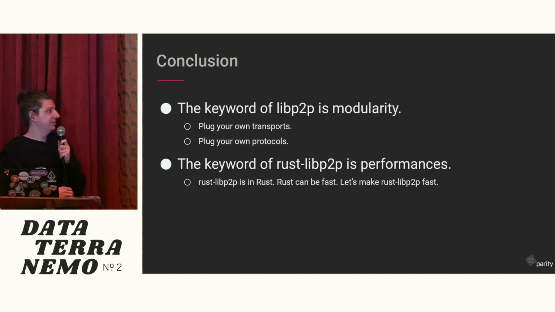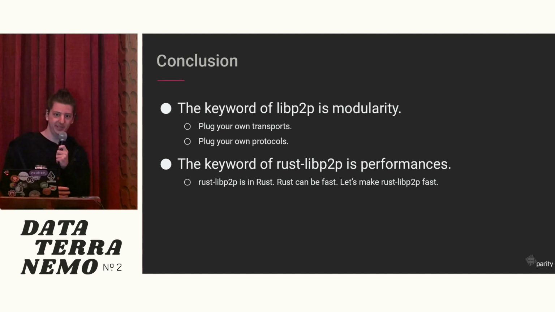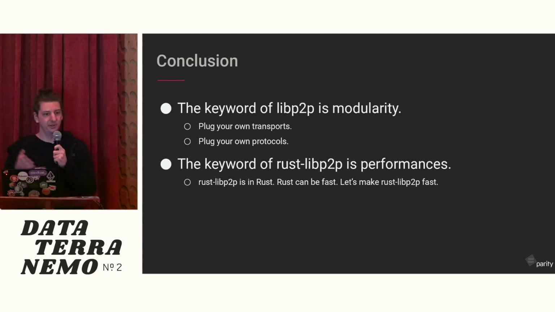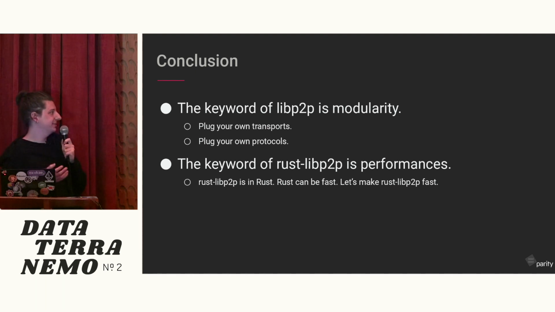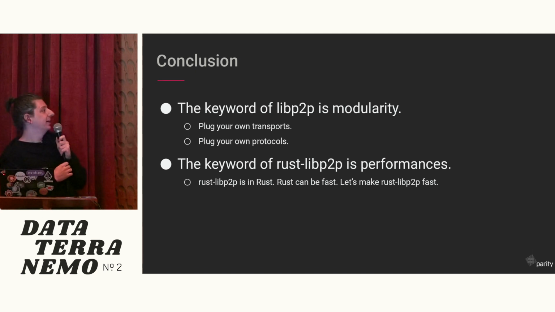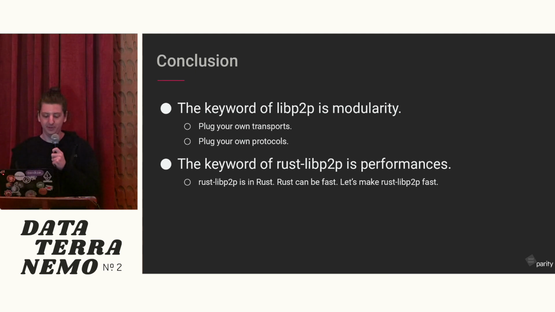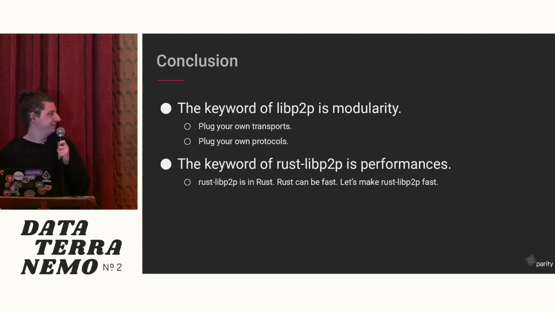In conclusion, the keyword of libp2p is modularity. As I showcased, you can plug in your own encryption, your own multiplexing, your own transport. You can use your own discovery mechanism, your own pub/sub mechanism. We provide some, but you can design your own if there's a need, which is a huge plus. And the keyword of Rust libp2p is performance. We made it as fast as possible, and I'm happy with the results. And that's it.